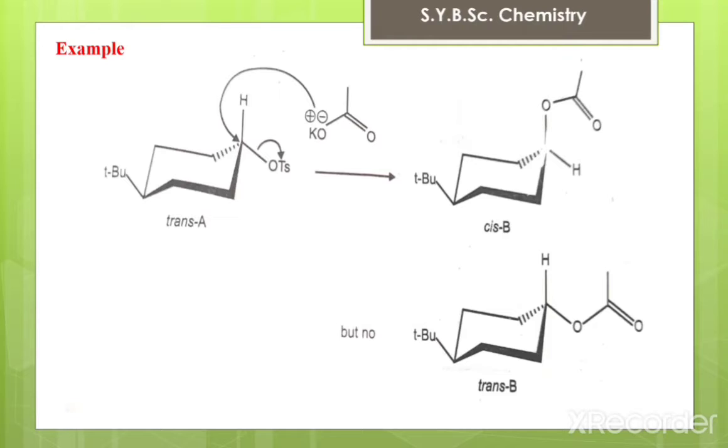That means the cis B and no trans isomer is formed. In the substrate, the leaving group is a tosyl, and it is equatorial. The good leaving group is present at the equatorial position, and the C-H bond at the attacked carbon atom is axial. That means the attack is from this axial direction. In the substitution product cis B, the acetate is axial and the adjacent hydrogen is equatorial.